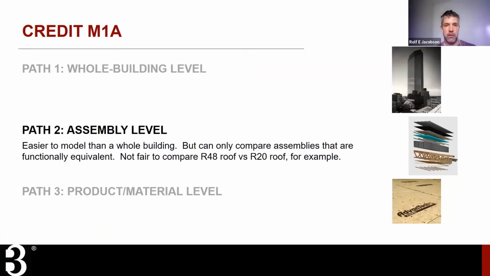At the assembly level, you could do that kind of comparison. This is easier to do than a whole building model because you're just looking at a slice through it. But again, you have to make sure that that slice is functionally equivalent. So if there's a roof that's providing R48 and you want to compare that with a building design that's doing R20 and making up for that with more insulation somewhere else, you can't do that very well using this assembly level calculator.